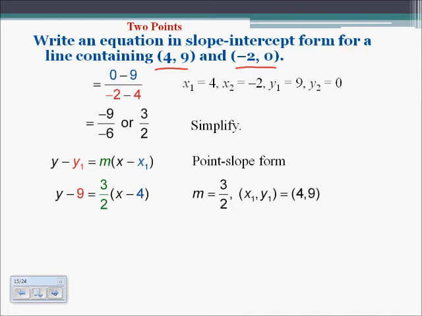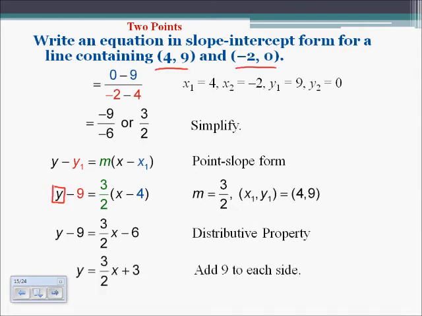Trying to get it into slope-intercept form just requires us to get y by itself. So simplifying with algebra, we use the distributive property. We have y minus 9 is equal to 3/2 x minus 6. Then simplifying by adding 9 to both sides, we have our final equation, which is y is equal to 3/2 x plus 3. This is taking 2 points and writing it in slope-intercept form. Again, final answer, y is equal to 3/2 x plus 3.